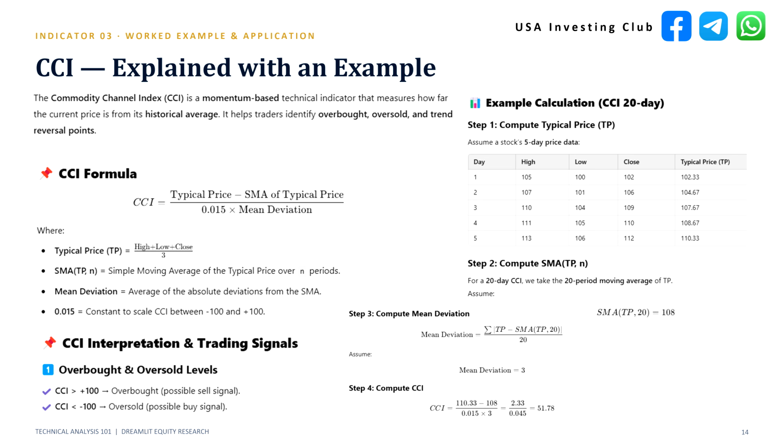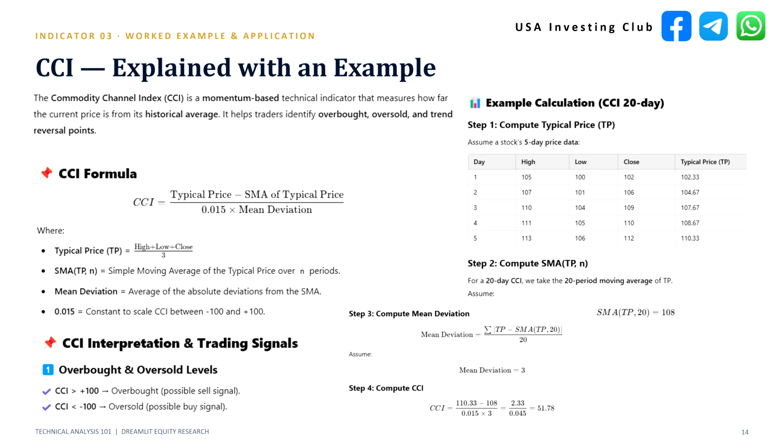Let's hand calculate CCI on real numbers. Step 1. Compute typical price for each day as high plus low plus close, divided by 3. Using a stock's 5-day high-low close data, the typical prices come out to 102.33, 104.67, 107.67, 108.67, and 110.33 across the 5 days.